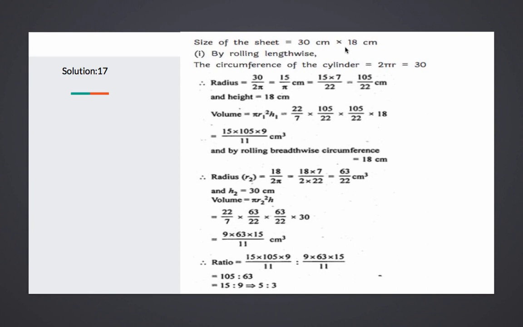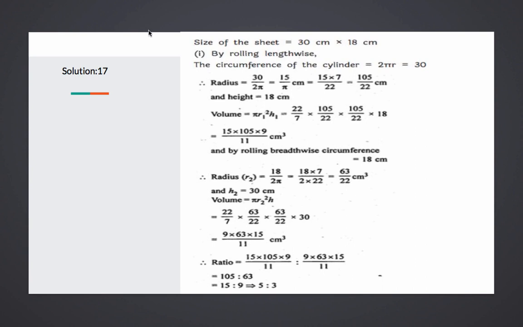The sheet can be rolled to form a cylinder in two ways. Yes, we all know that a rectangular sheet of aluminum foil, when it is rolled, is cylindrical, of course. So now the question actually says that it is rolled in two ways. Can you guess what the two ways are? Yes, one is lengthwise and the other is breadthwise.